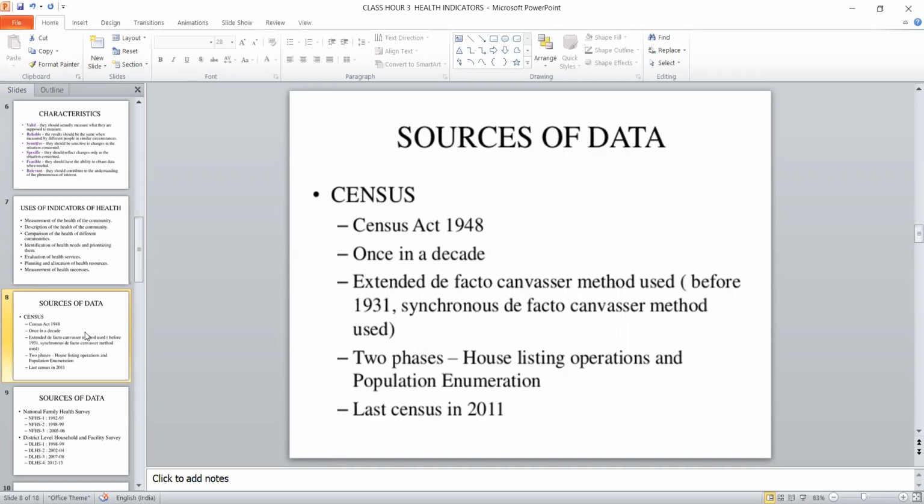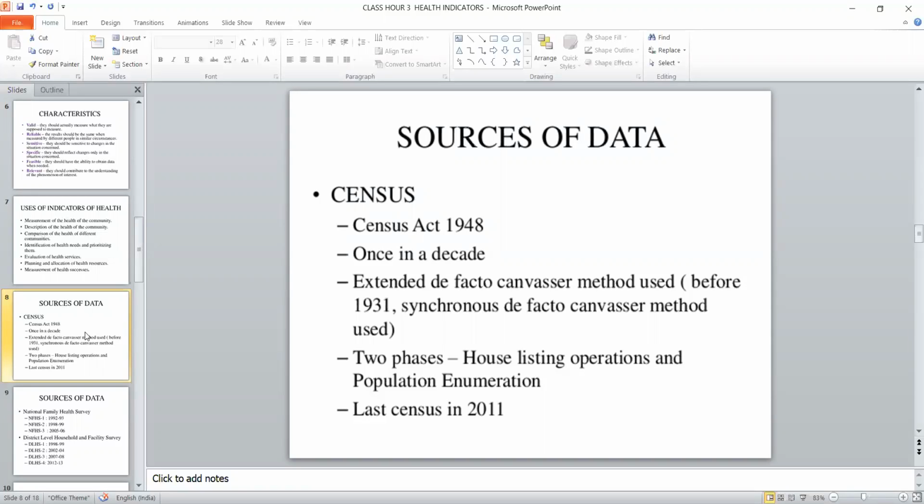In that, the name of the person, the age, the occupation, all basic demographic data will be there. As a matter of fact, it has been extended over the years. The last census was conducted in 2011. When they conduct the census, they do it in 2 phases. First, the house listing operation takes place. After that, it will be aggregated. That is called population enumeration.